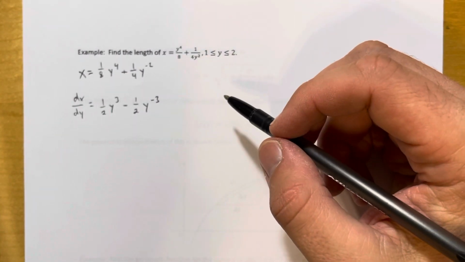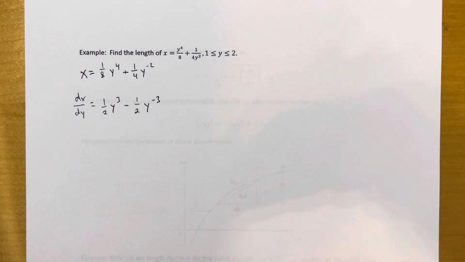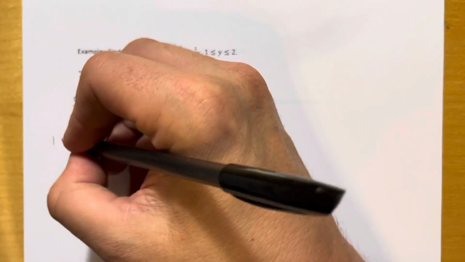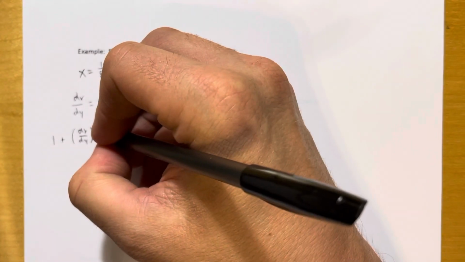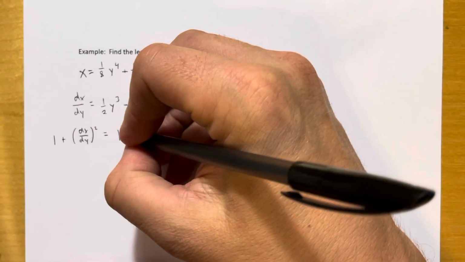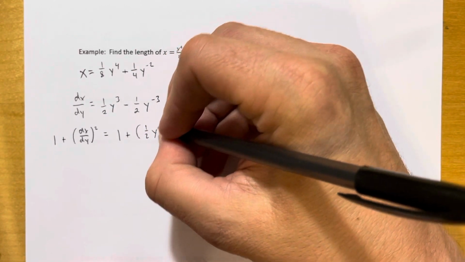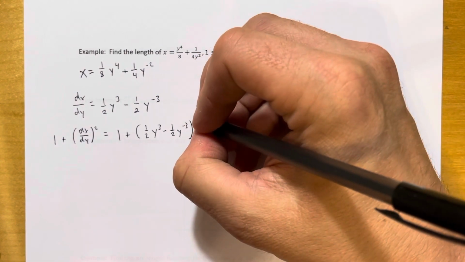Now what I need is 1 plus that derivative squared, because in my arc length formula, that's the thing I'm taking a square root of. So let's find that next. 1 plus dx/dy squared. If I square that, this is going to look like 1 plus (1/2 y cubed minus 1/2 y to the negative 3rd power) squared.